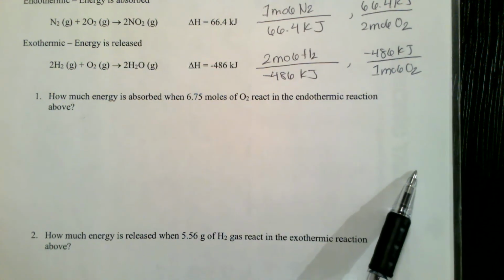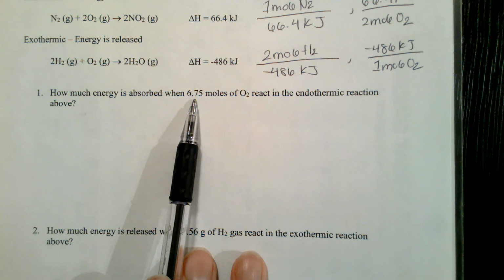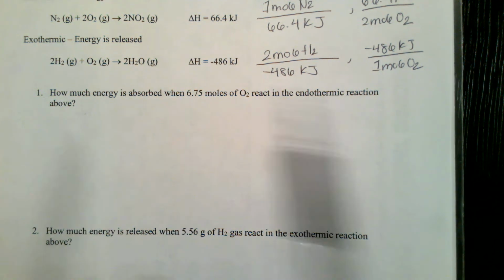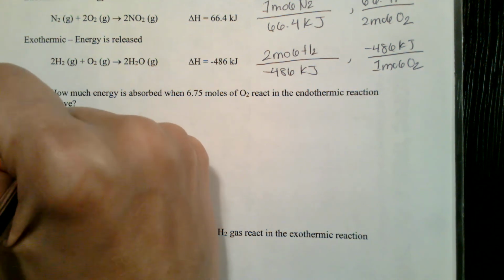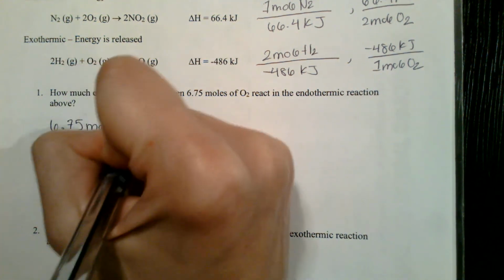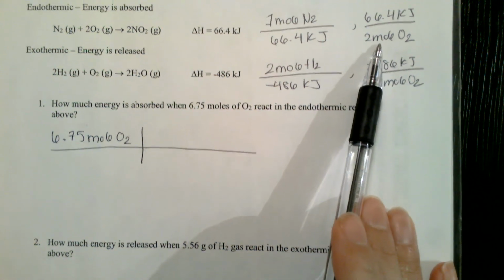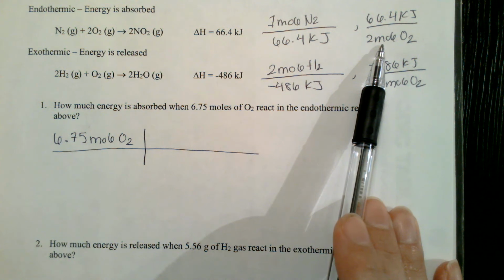Okay, so the first one: how much energy is absorbed when 6.75 moles of O2 react in the endothermic reaction above? Okay, so we have 6.75 moles of O2. So we're going to use our ratio and we're going to solve.